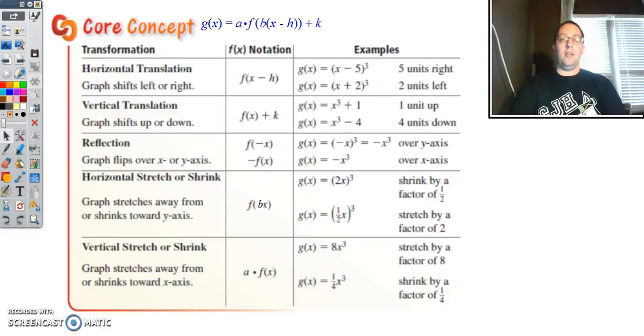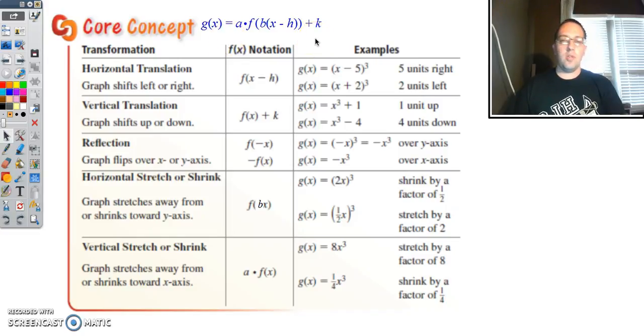Hello class, today what we're going to talk about is transformation of polynomial graphs. Okay, so we're looking at how we can take the graph and move it to the left, to the right, up, down, stretch, shrink, flip it over, spin it around, all that good fun. And if you'll notice, we start off with the same a, b, h, and k that we've had on every function we've ever talked about.